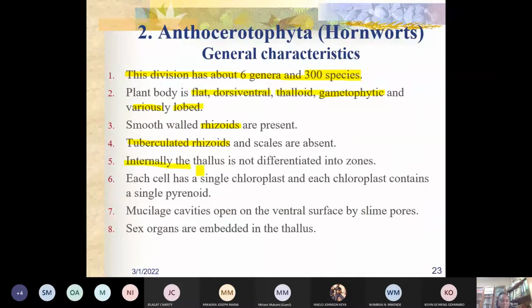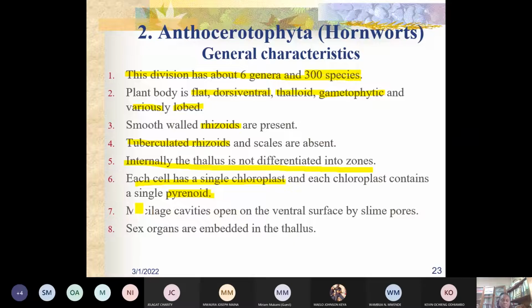Now, internally, the thalloid is not subdivided into zones. We don't have stem, leaves, and roots per se. Now, each cell will contain a chloroplast, and the chloroplasts have pyrenoid. So that is very much algae-like, like what we saw in the algae. The chloroplasts tend to have the pyrenoid.